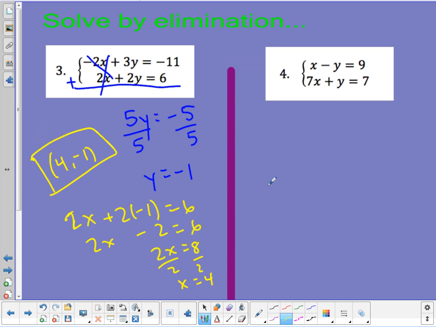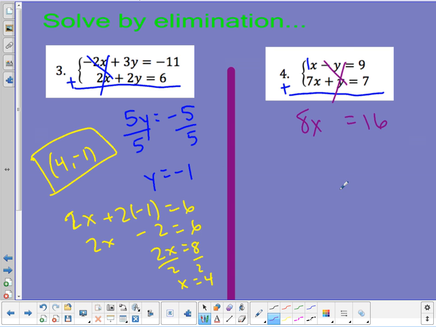Over here in number 4, I need to add my like terms together. I have x's lined up, y's lined up, equal signs lined up, constants lined up. All things are in the right order, so that's good. When I add them up, 1x plus 7x gives me 8x. And then negative y and positive y drops out.